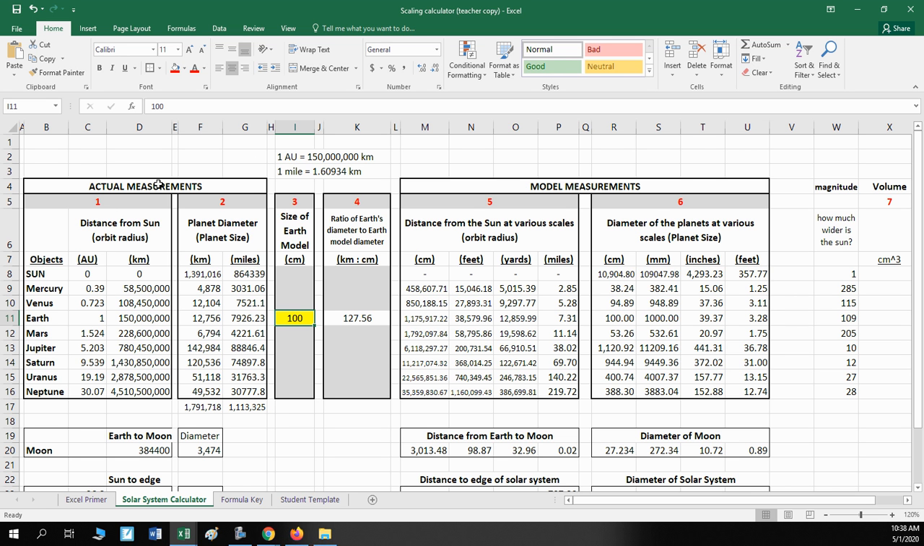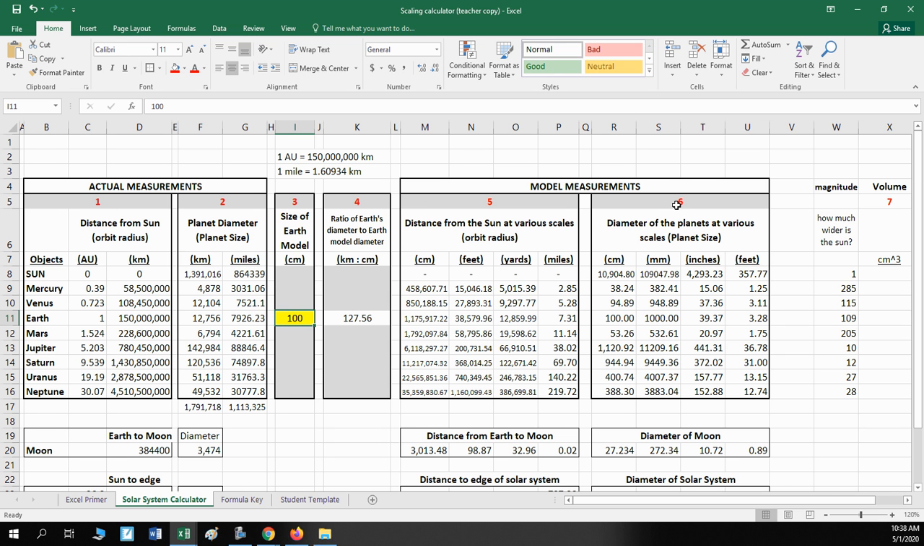We have three main sections. We have the actual measurements of these various planets and their distances from the sun, and we also have the planet diameters right over here. This information is presented in astronomical units and kilometers and in miles as well. Table 3 is an interesting table. This is going to be the place where you interact with the model when it's all done. I'll come back to this in a little bit.